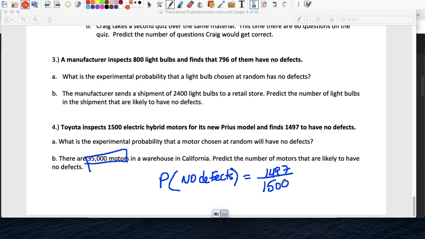That same ratio, right? So again, let me just take a moment to divide that to give you the percentage. So Toyota has a 0.998 no defect rate. So 99.8% of all of its motors had no defect. So we can expect out of the 35,000 motors in the warehouse in California also has a 99.8% no defect success rate. So you can multiply as a fraction or as a decimal, whichever one you want.